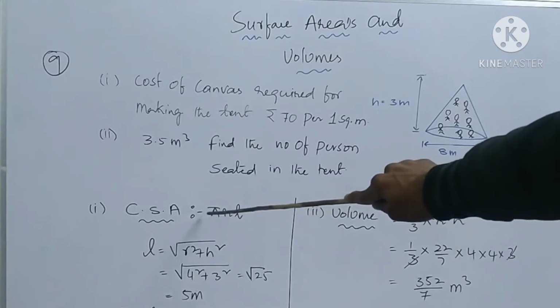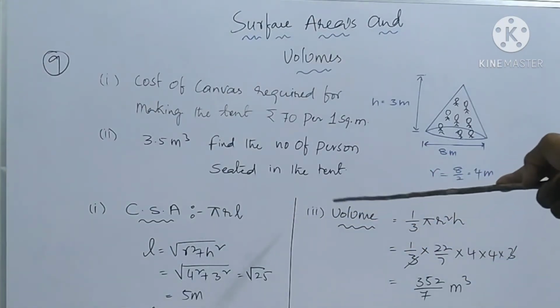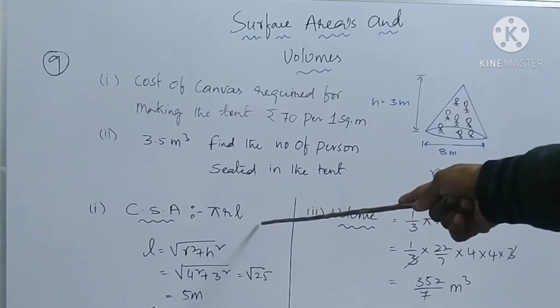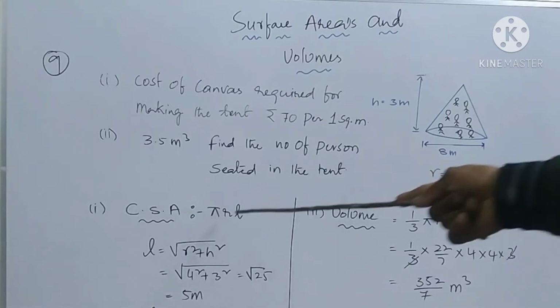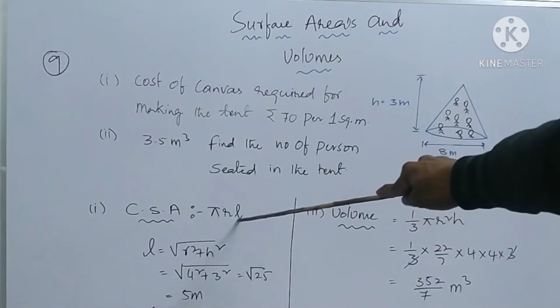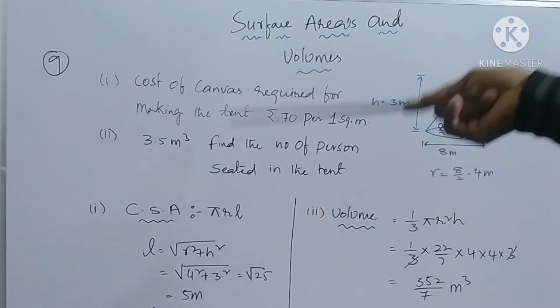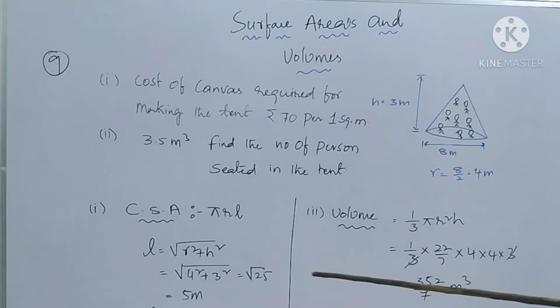The curved surface area formula is pi r L. In the given question, the radius and the height of the cone are given. We have to find the slant height first. The slant height formula is the square root of r squared plus h squared.